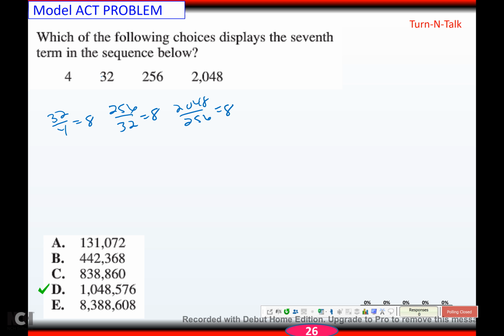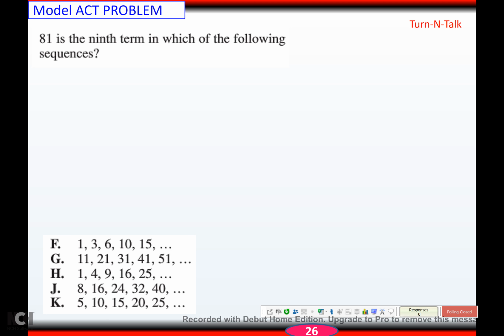And they want the 7th. 1, 2, 3, 4, 5, 6, 7. So multiply by 8, and I get 16384. Multiply by 8, I get 131072. Multiply by 8, I get 1048576. Okay. All right. Try this one. Hit pause. Come back when you're ready.